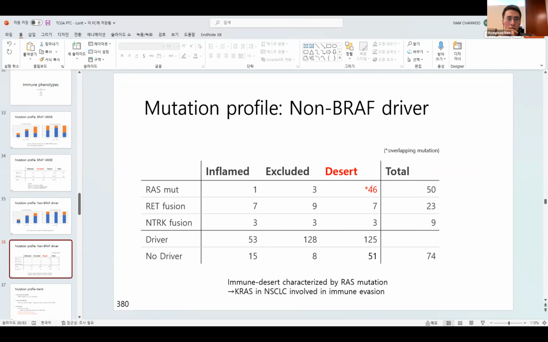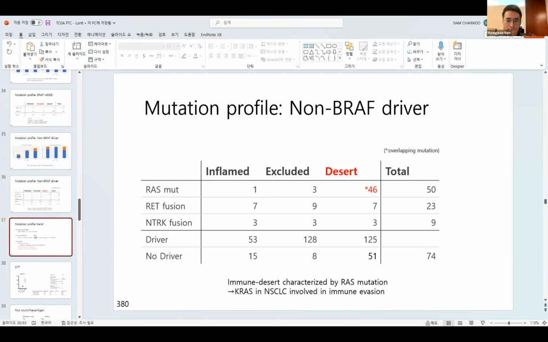There was a short paper describing KRAS in NSCLC, saying that KRAS is involved in immune evasion. And I think the paper by Dr. Chong-Han Park actually mentioned similar things, that KRAS was more desert, the enriched KRAS pathway. But I think in that paper, KRAS was actually shown in inflamed, if I'm not mistaken. So it's a little different. Yeah, let's see. But remember that.